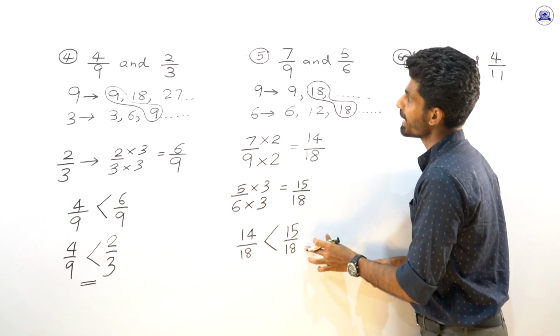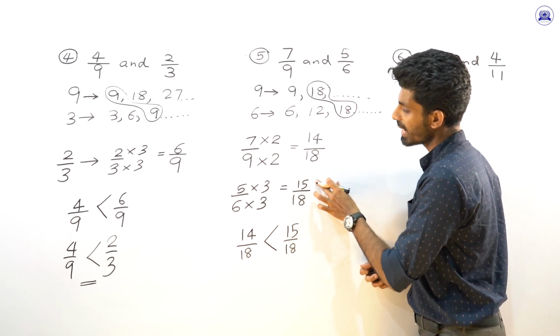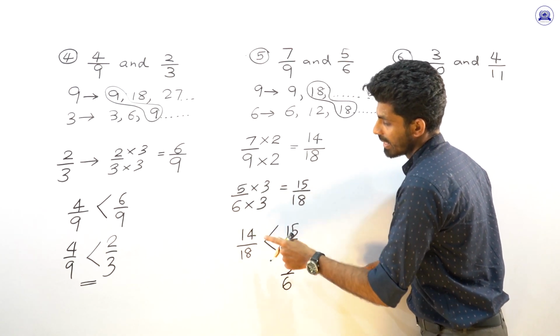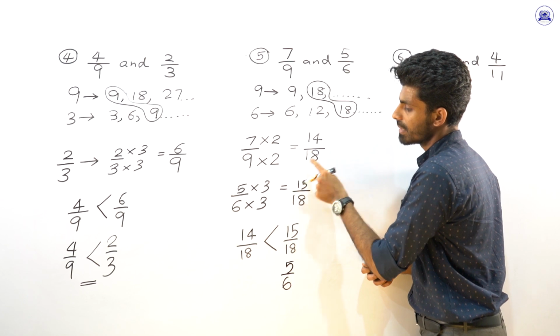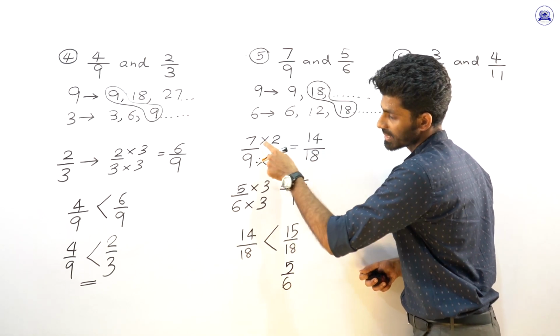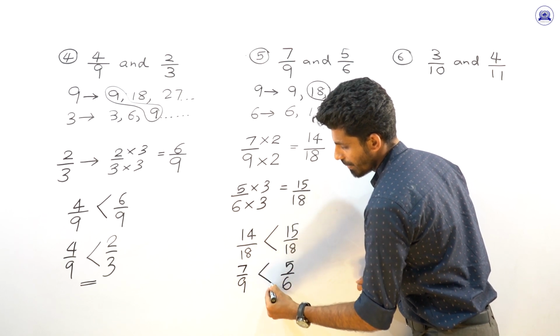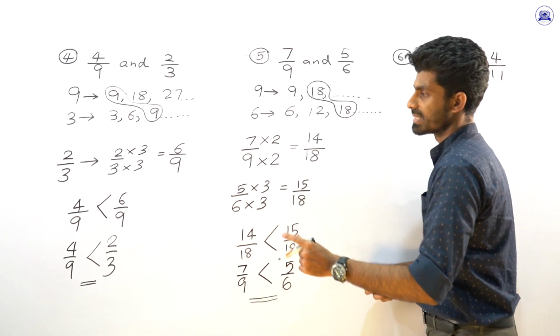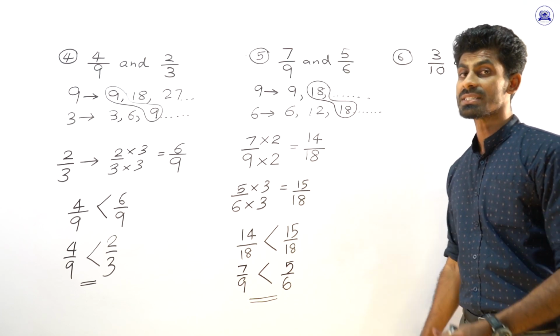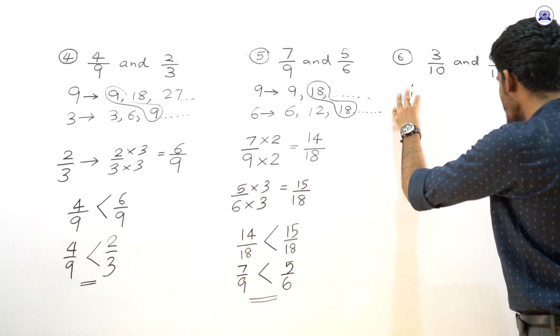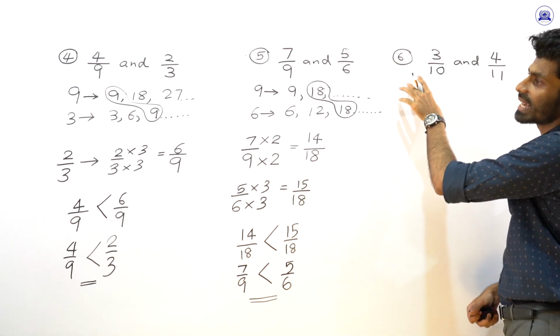So 15 over 18 means 5 over 6. 14 over 18 means 7 over 9. Right? This one is the largest fraction. Now, shall I move to the last example? So this is the last example, right? This is the last one.